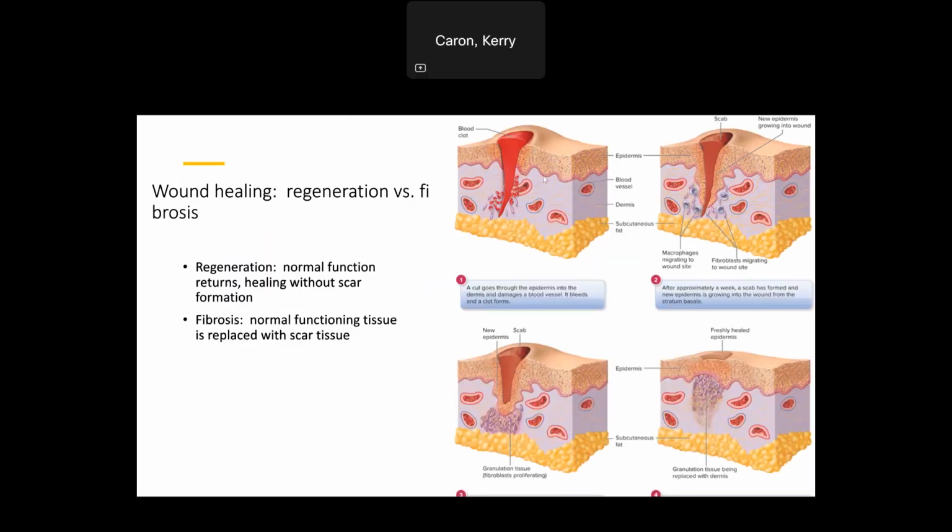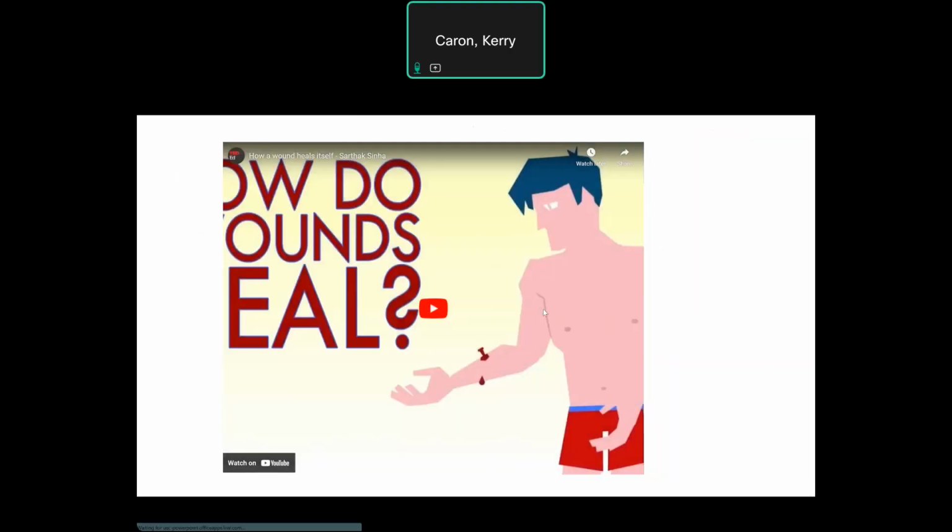So regeneration is normal, freshly healed epidermis, and it's not so much of a scar formation. Fibrosis means a scab and then a scar is a result, where the body can't heal enough to make fresh epidermis there. It'll form a scar. Okay, here's a little video on this.